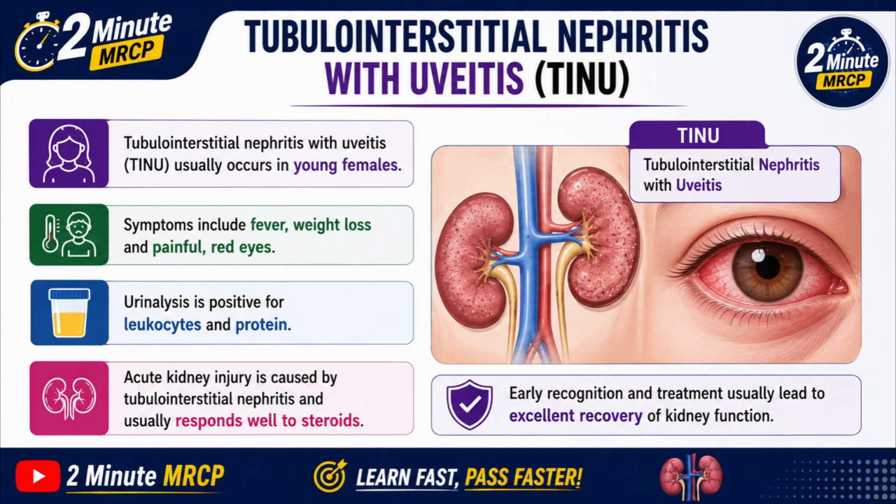Urinalysis typically shows leukocytes and proteinuria. The acute kidney injury results from tubulointerstitial nephritis. The good news is that most patients respond very well to corticosteroid therapy, especially when diagnosed early.